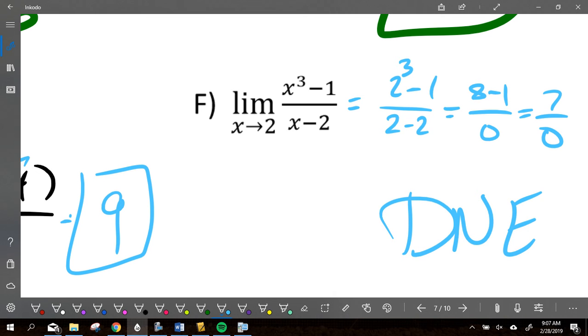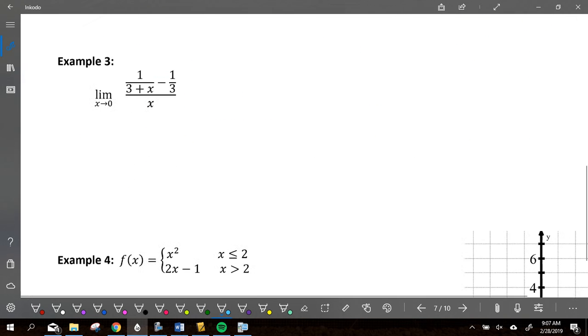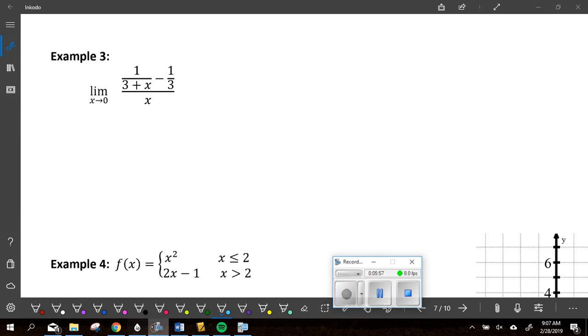0 on top, 0 over 7, the answer is 0. But in this case, it's D and E. Make sure you don't mix those two up. Questions with those? Those types of problems are the basic limit problems we're going to do for this chapter. Every once in a while, they throw in this guy down here on example 3, and they're just doing it because they're mean. All right?